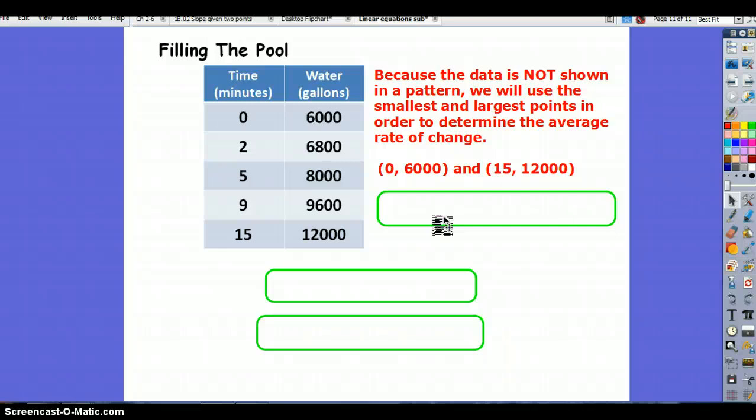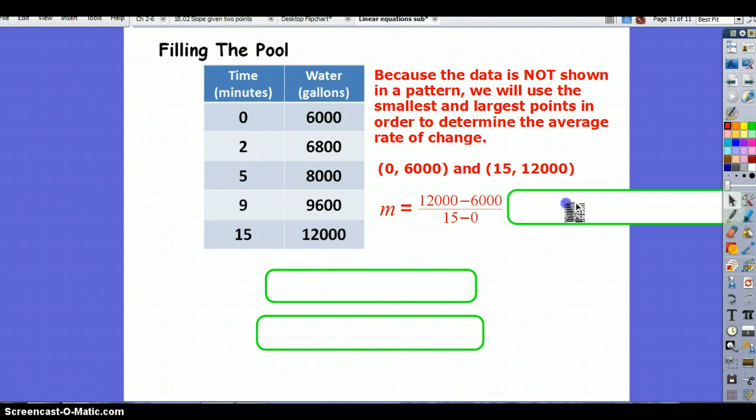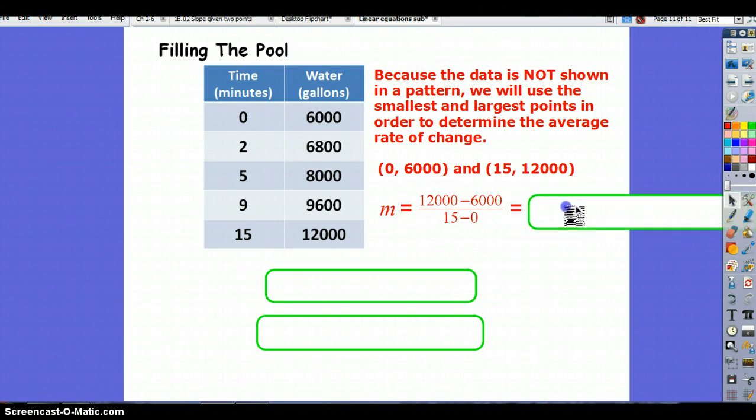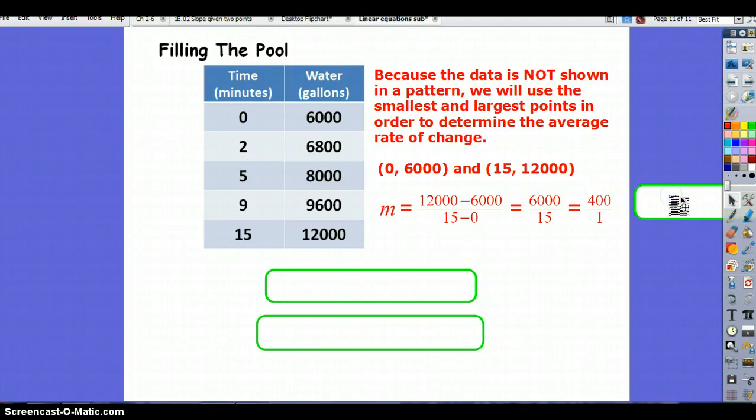So Nick, when we set up the slope formula, we're going to subtract these two pieces, right? We're going to subtract those out. So Nick Handel, which is 12,000 minus 6,000? Awesome, 6,000. And then we have 15 in the denominator. So next, what is 6,000 divided by 15? Beautiful. It's going to give us 400, or 400 over 1 is what I like to think about.